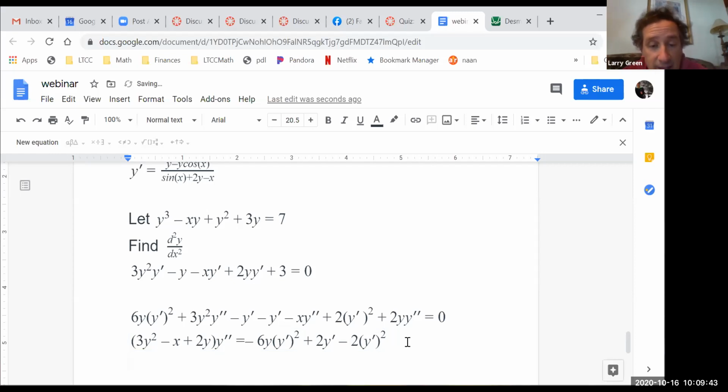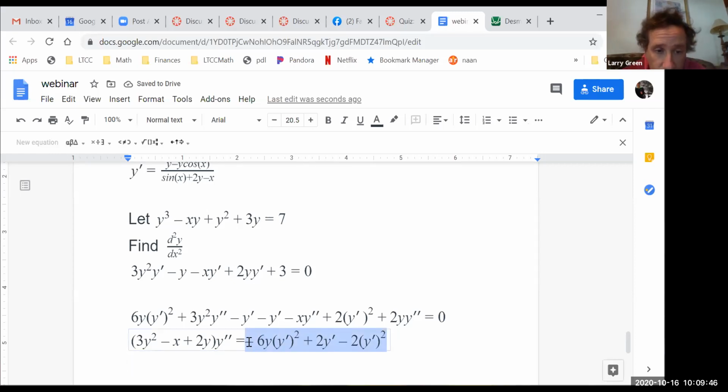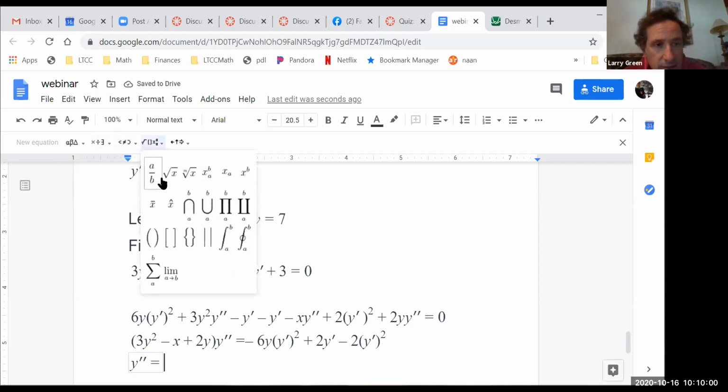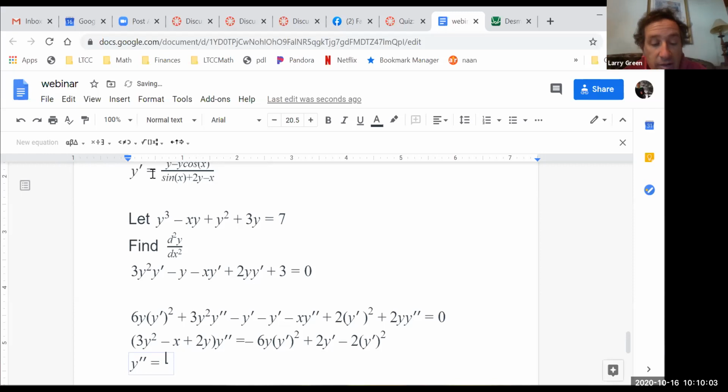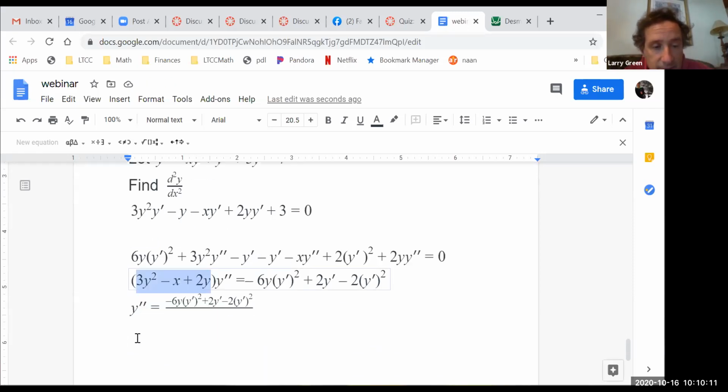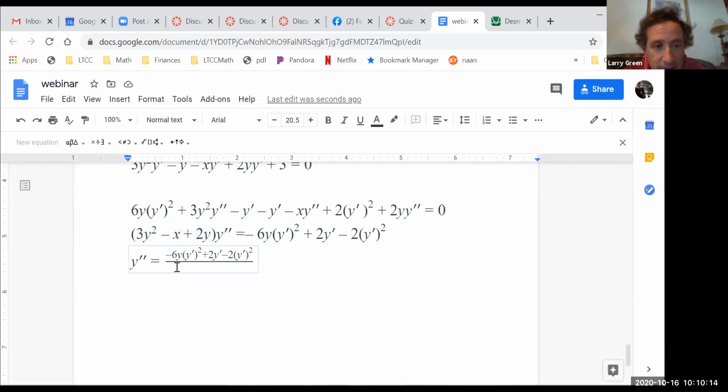So the next step is divide. So what we get is y double prime equals, we have a fraction. The numerator is the right-hand side, and the denominator is this left-hand factor. So I can copy and paste it down if it lets me.